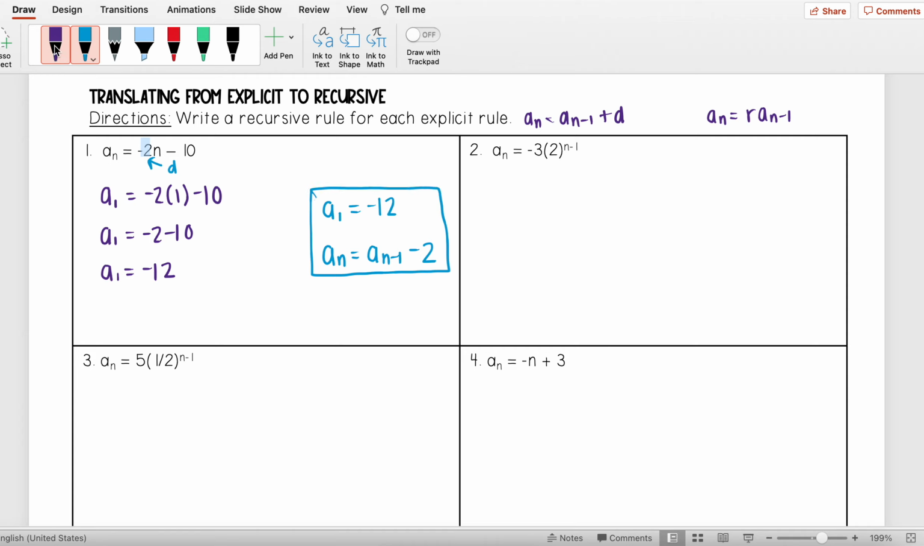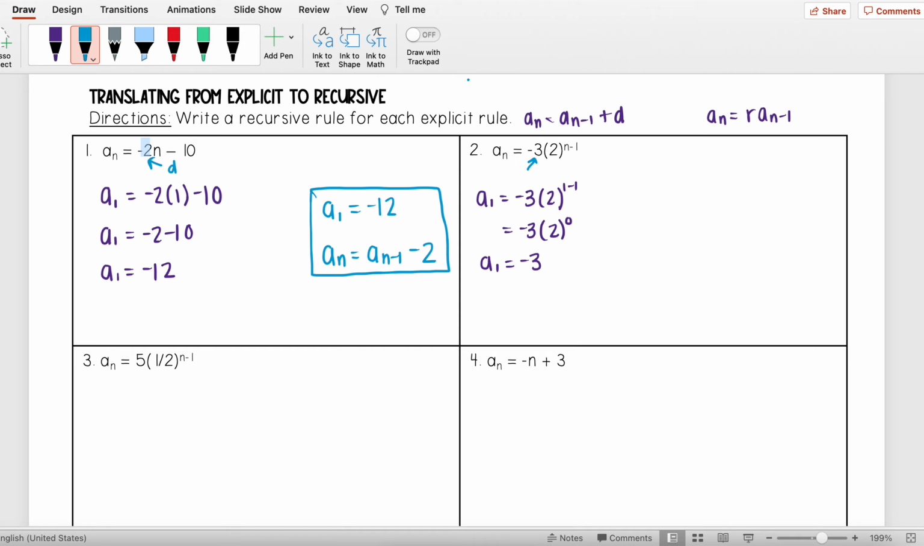Okay, let's try another one. So here I have AN is equal to negative 3 times 2 to the n minus 1. You could go about this the same way in finding A1, and I'll go ahead and show that way first. So I have that A1 is equal to negative 3 times 2 to the, instead of n, I'm going to put 1 minus 1. 2 to the 0. But remember from our last unit that anything to the 0 power is just 1. So that means that A1 is going to equal negative 3. Which you may have noticed is what we had in the beginning.